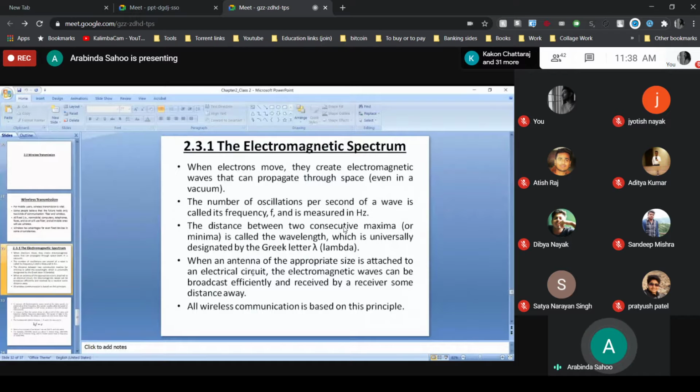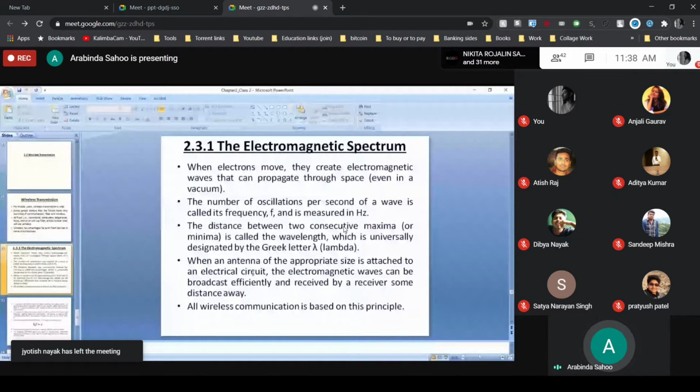So what is the necessity, or the importance, of knowing the electromagnetic spectrum, and how does it help to communicate with mobile devices? How does electromagnetic wave or electromagnetic radiation normally help to communicate between two mobile devices? This is the basic principle of how communication takes place through wireless communication: when electrons move, they create electromagnetic waves.